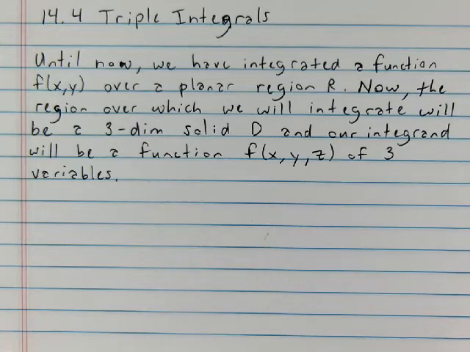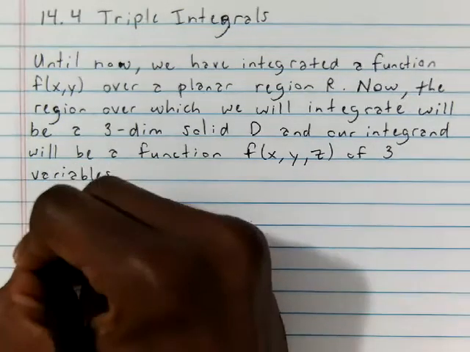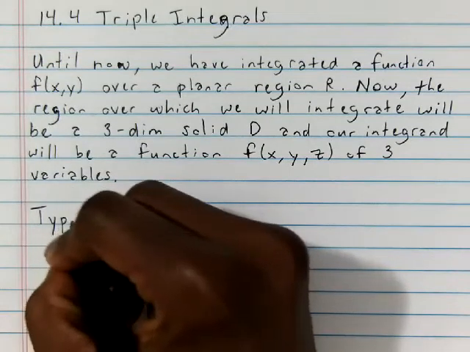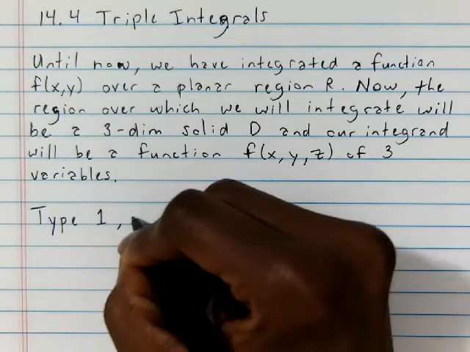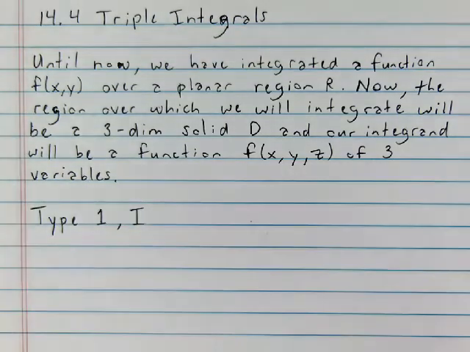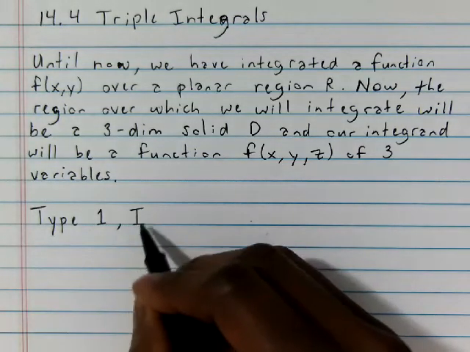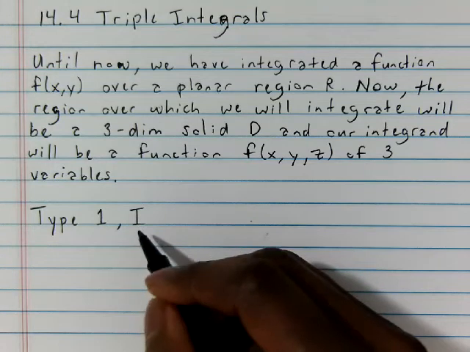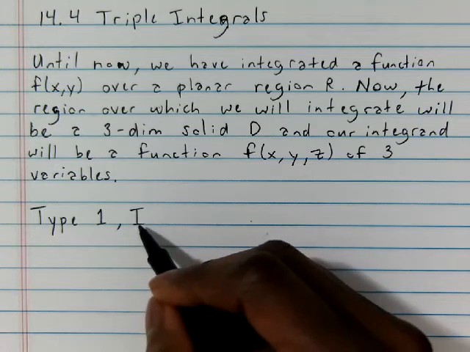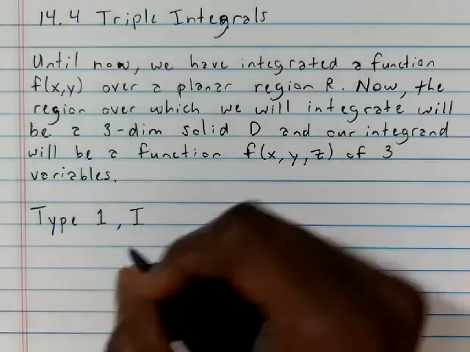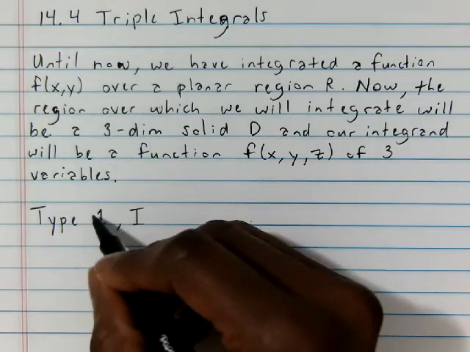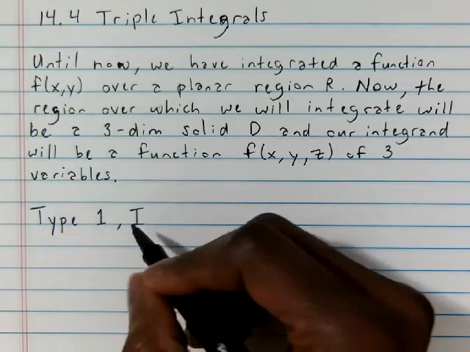So the first one is type Arabic numeral 1, Roman numeral 1. This Roman numeral 1 is what we're already familiar with. This is a type of region in the xy plane where we go from function to function in the y direction. This is the new part of that. So now we're combining these two things.